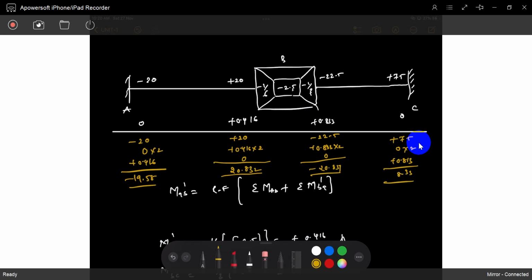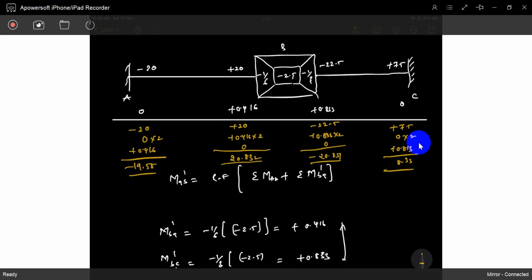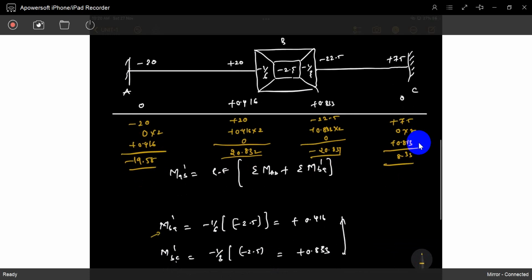Now you can see, just observe it keenly. What is this rotation contribution MBA? MBA is the rotation contribution at the B end towards A. Just think of it as in the moment distribution method. The unbalanced moment, plus 20 minus 20 and 2.5, is the unbalanced moment. We settle it. Are you understood? We apply 2.5 at the joint of B, so half of it reaches A.